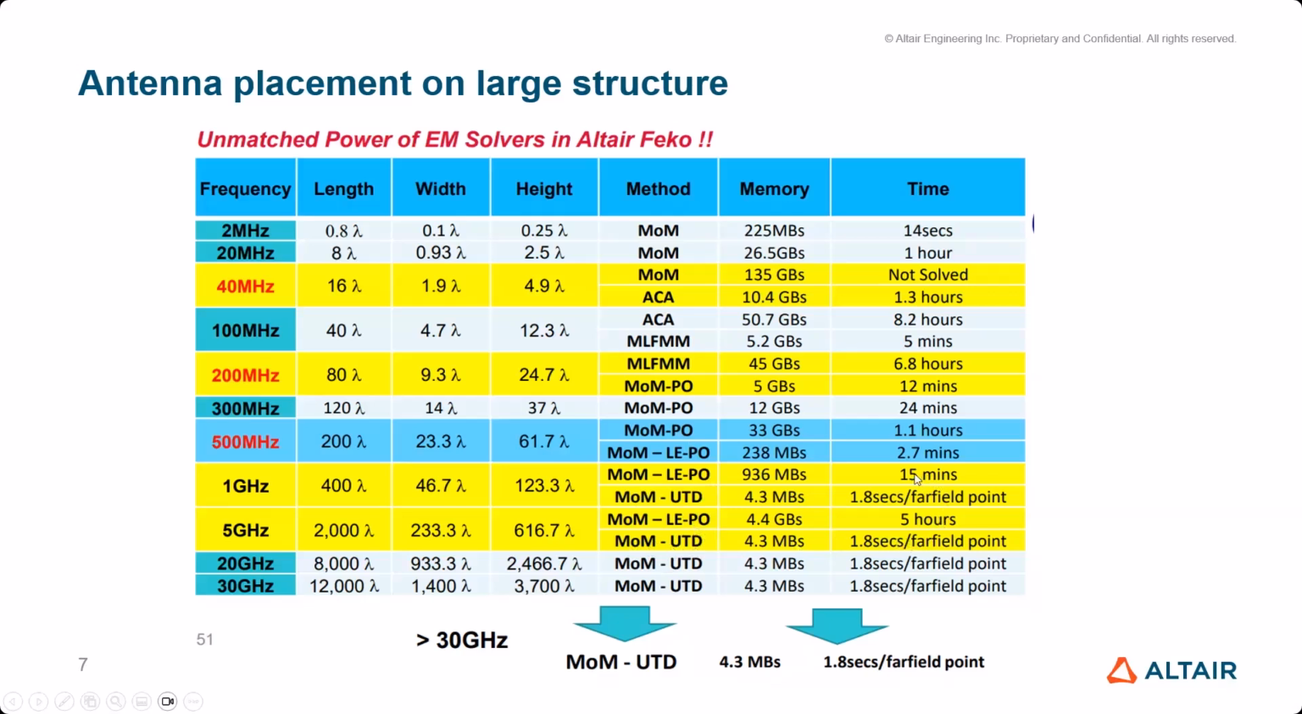You can see that there is a huge difference between the time and the memory it would take to solve a problem like this. If I were to solve the same problem at 5 gigahertz with method of moments, it would have taken a lot more memory and runtime. But since we are hybridizing the methods, bringing into use the asymptotic methods, it now takes just a couple of megabytes and just a couple of seconds to solve this particular problem.